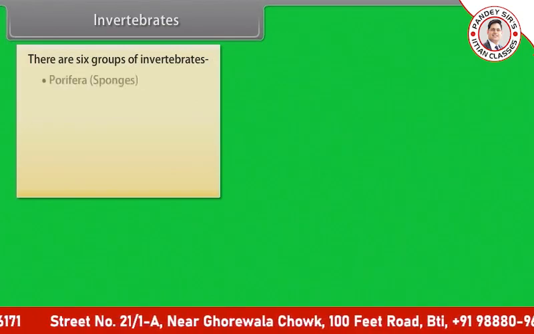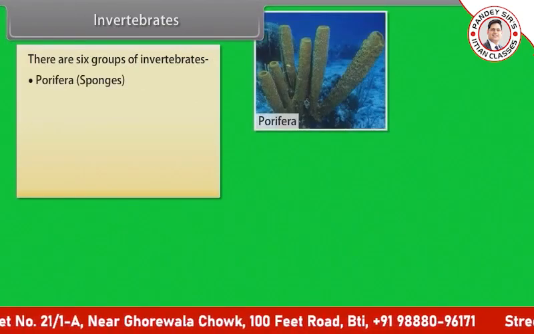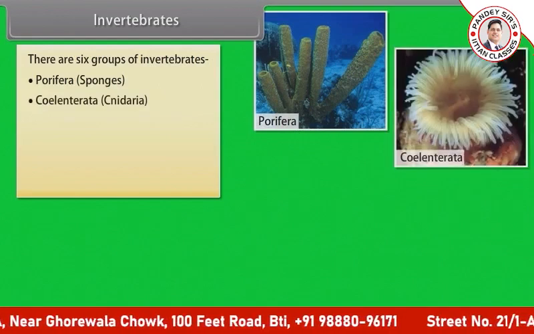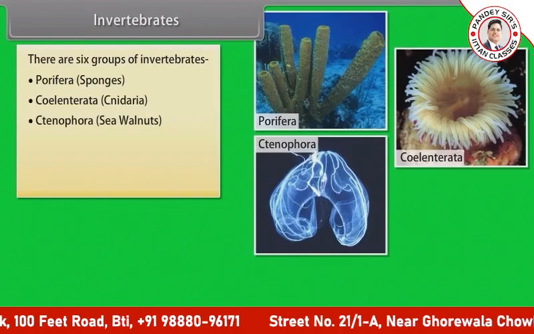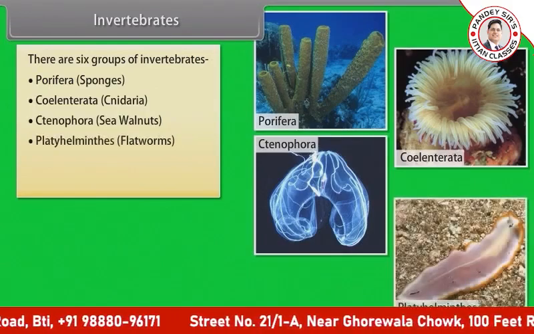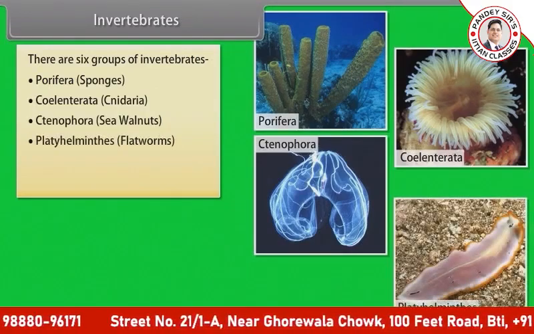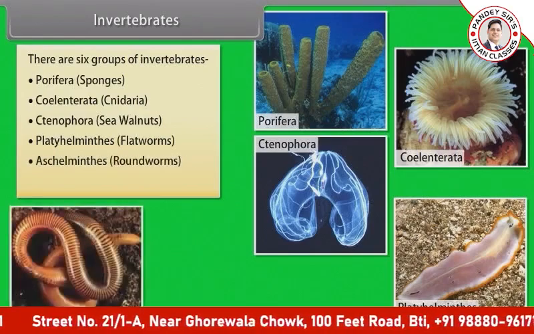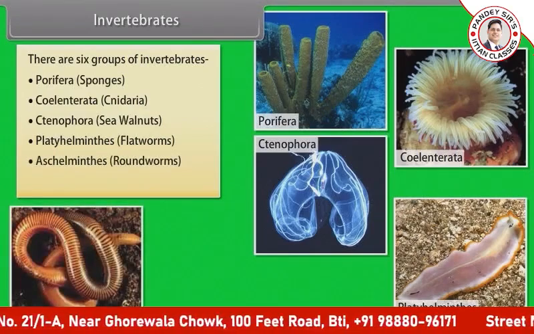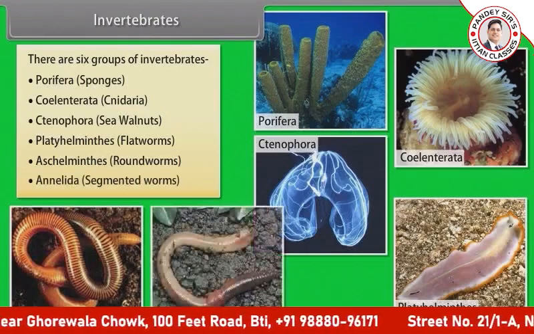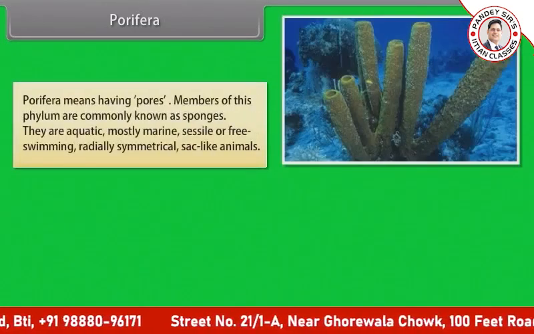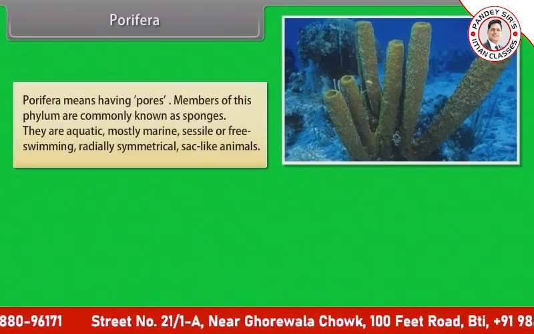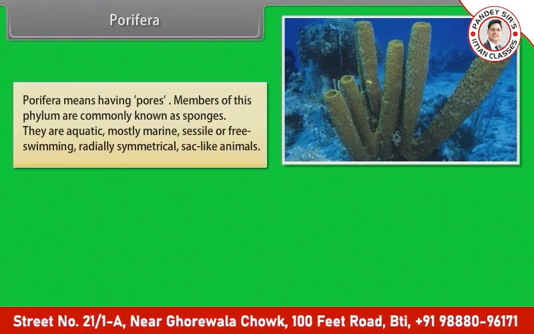There are 6 groups of invertebrates. They are Porifera, example, sponges; Coelenterata, example, Cnidaria; Ctenophora, sea walnuts; Platyhelminthes, example, flatworms; Aschelminthes, example, roundworms; Annelida, example, segmented worms. Porifera. Porifera means having pores. Members of this phylum are commonly known as sponges.